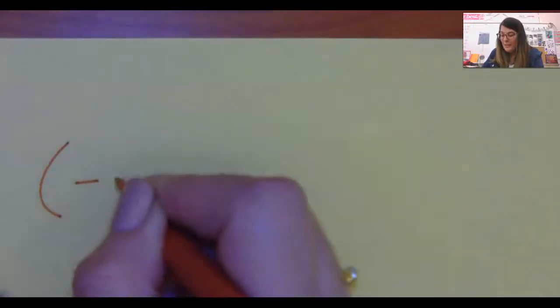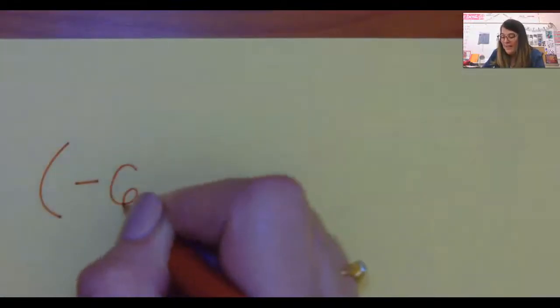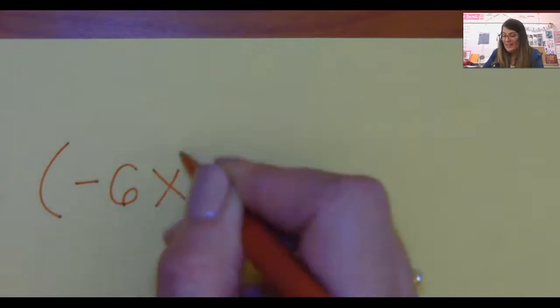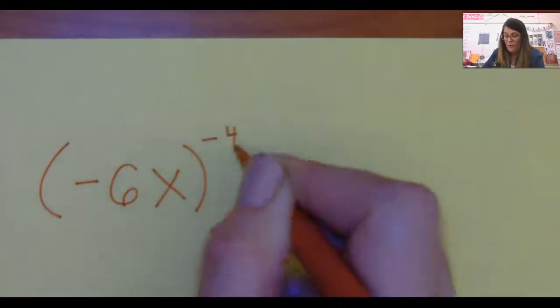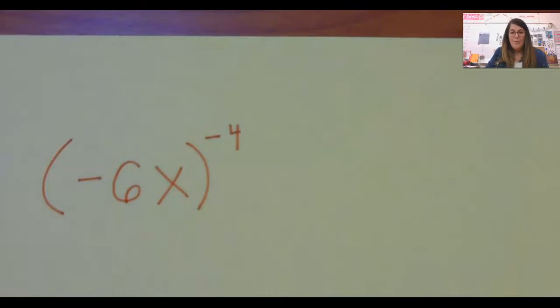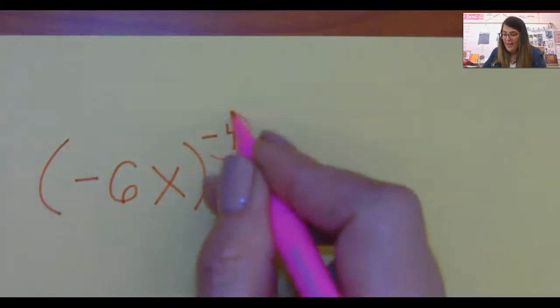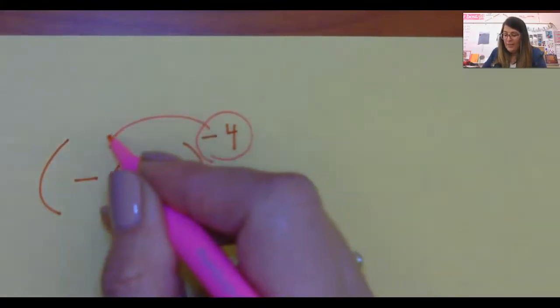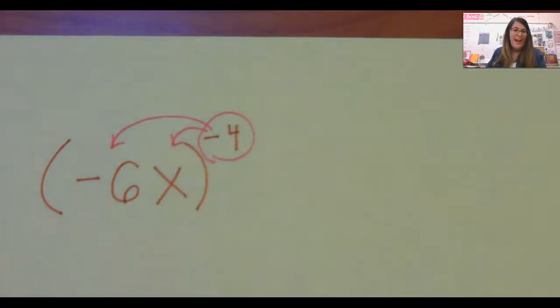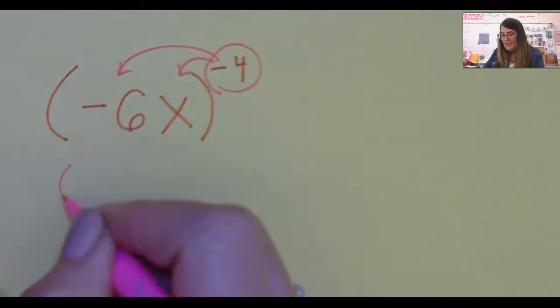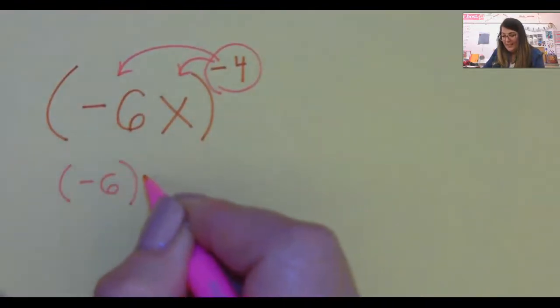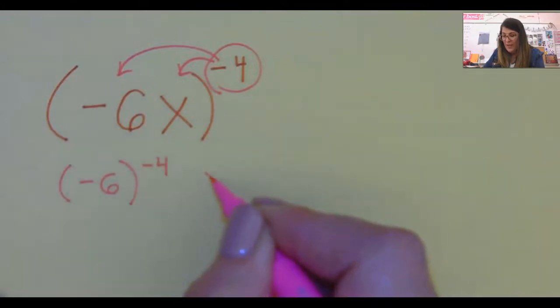Suppose you're dealing with a problem. Maybe it looks like this: negative 6x, and it's got a negative fourth power. Remember, whenever you have a negative exponent and you have parentheses, it applies to everything on the inside. So the first thing I'm going to do is make this negative 6 to the negative fourth and x to the negative fourth.